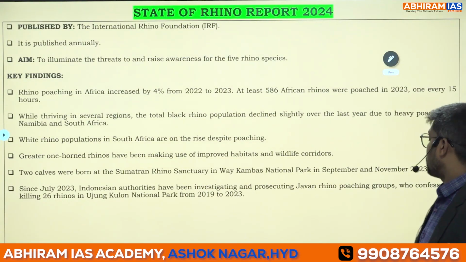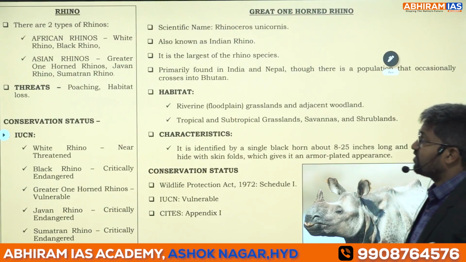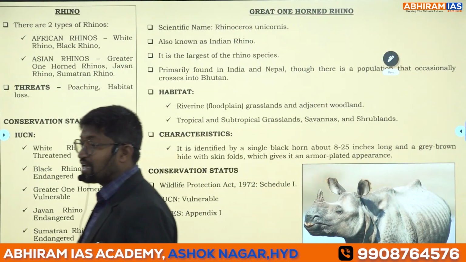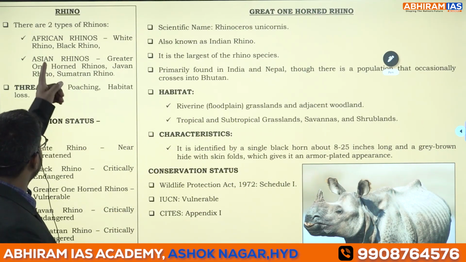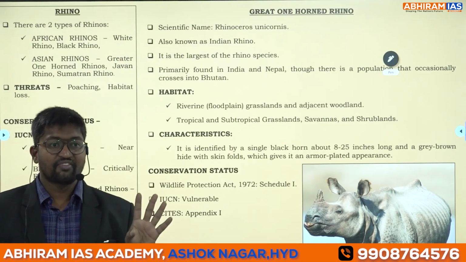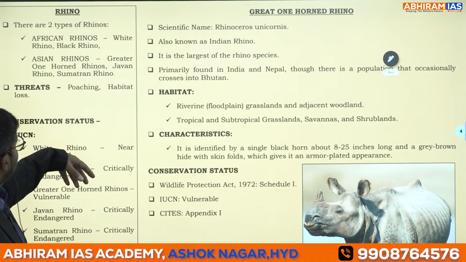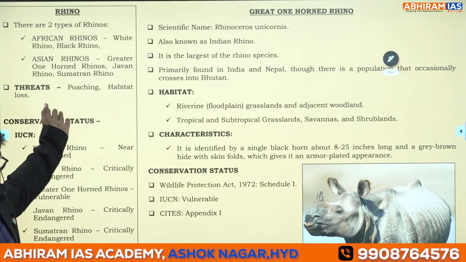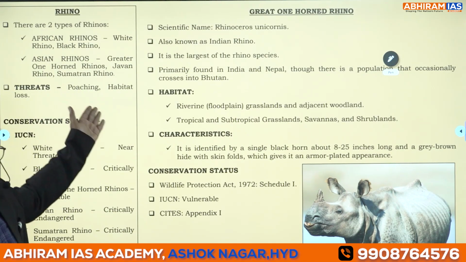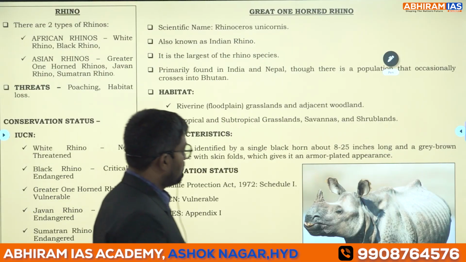State of the Rhino report. First you have to understand what the types of rhinos are. There are two groups: African rhinos and Asian rhinos. In African rhinos you have white rhino and black rhino. In Asian rhinos we have the greater one-horned rhino, which is in India, and the Javan rhino and Sumatran rhino.